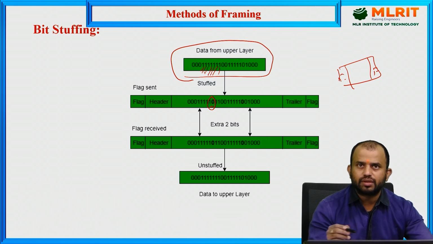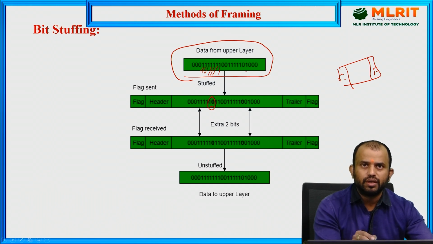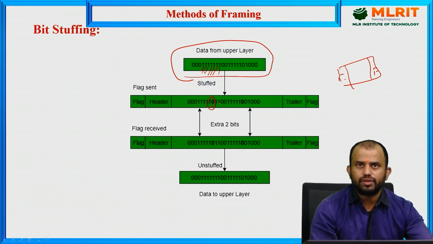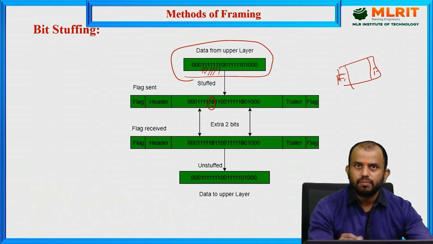While information is transmitting, if 5 consecutive ones are there, after those 5 consecutive ones we insert a new bit with a 0 value between the information values only. That we call bit stuffing. So flag stuffing is different, and bit stuffing is different.